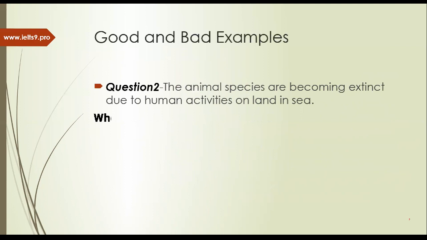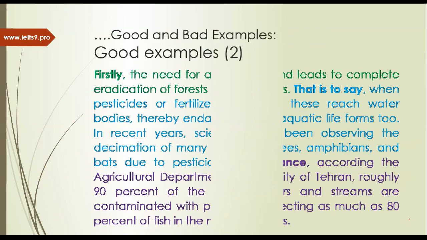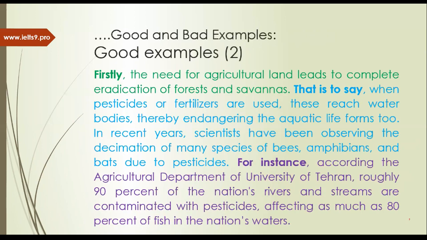So let's look at some more. The animal species are becoming extinct due to human activities on land and sea. What are the reasons and the solutions? Now here, this is a good example. So you introduce it.